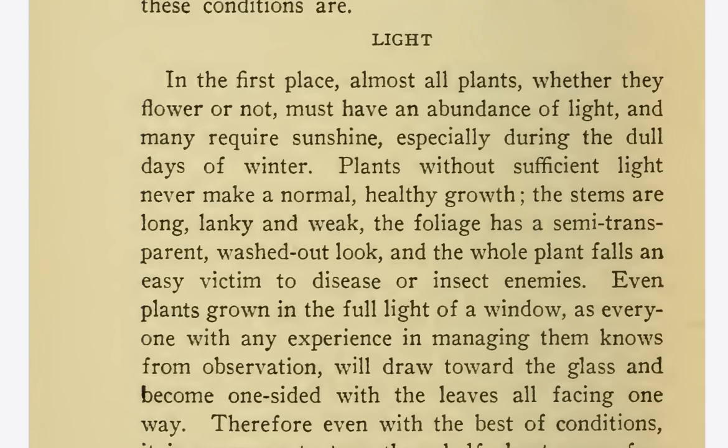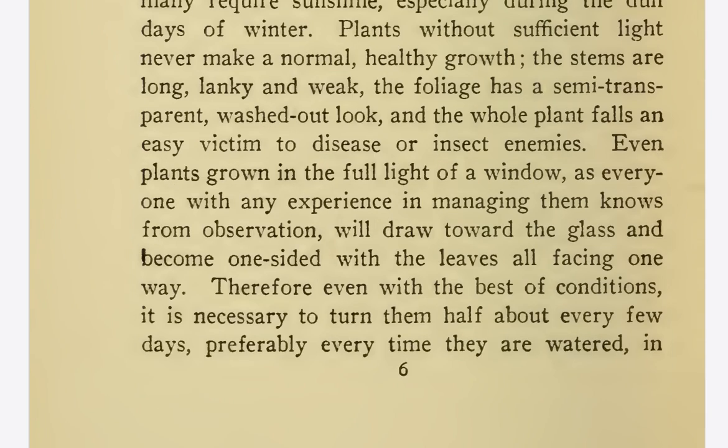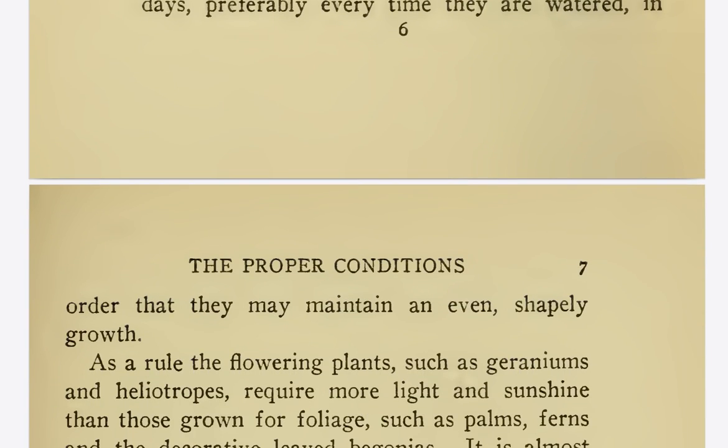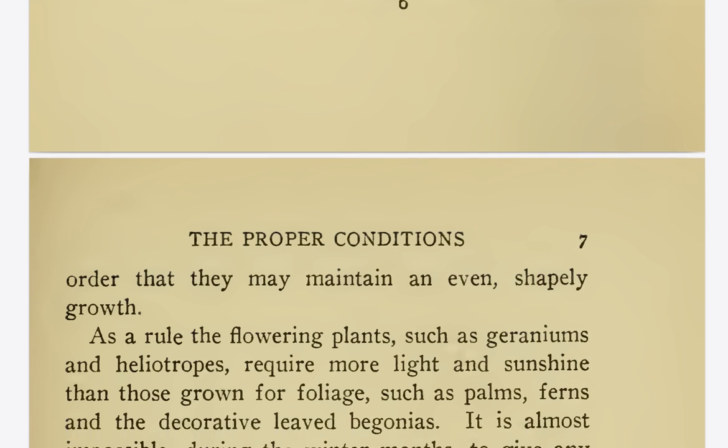Even plants grown in the full light of a window, as everyone with any experience in managing them knows from observation, will draw toward the glass and become one-sided with the leaves all facing one way. Therefore, even with the best conditions, it is necessary to turn them half about every few days, preferably every time they are watered, in order that they may maintain an even, shapely growth.